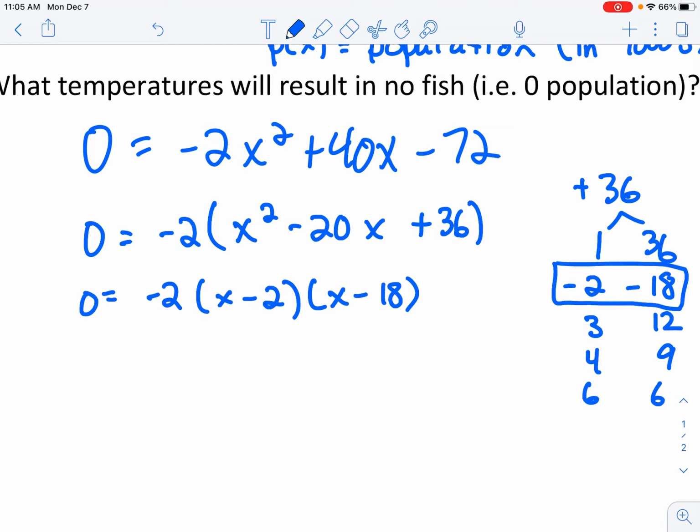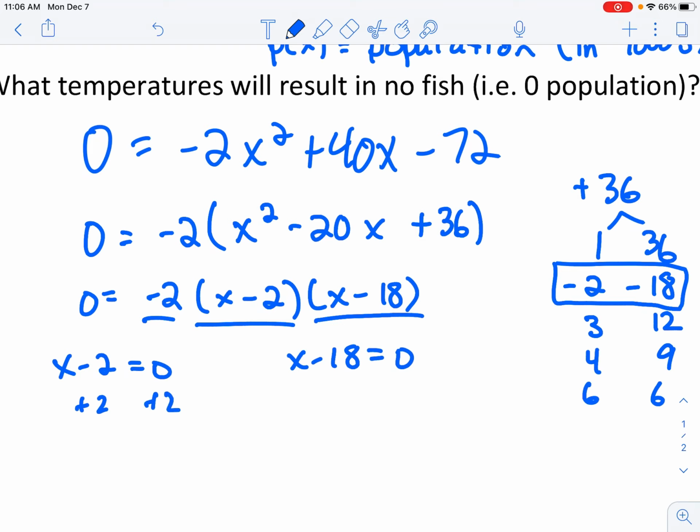Now if we know that this has to equal 0, that means that either x minus 2 or x minus 18 has to equal 0, because there are three things being multiplied: a negative 2, an x minus 2, and an x minus 18. The only way we're going to multiply those three things together and get 0 is if one of those things is 0. So x minus 2 could equal 0, or x minus 18 could equal 0. So I'm going to solve these. x could equal 2, and x could equal 18.